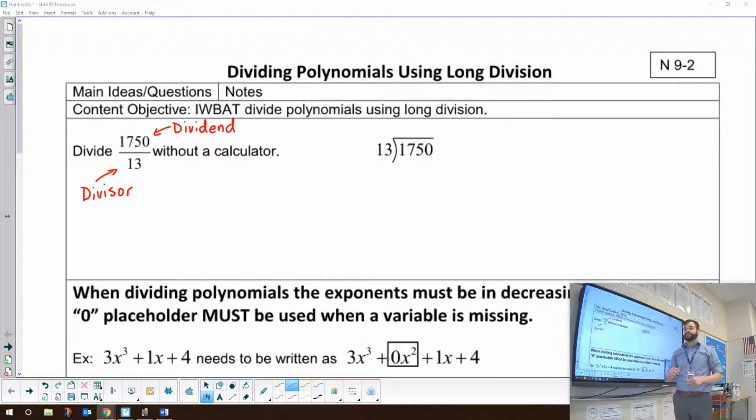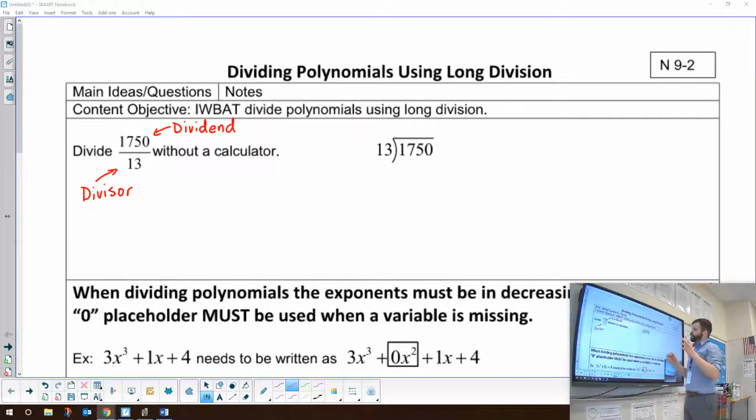Hey guys, today we're talking about dividing polynomials. So yesterday we talked about adding, subtracting, and multiplying. Today we're talking about dividing. And to begin, I'm going to remind you of something you learned way back in the past, and that is dividing regular numbers using long division.